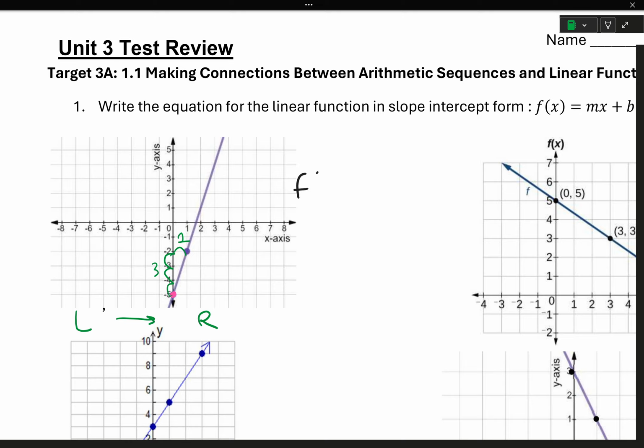So here's my function. F of x equals 3 over 1 x. And then since our y-intercept was -5, I write -5.